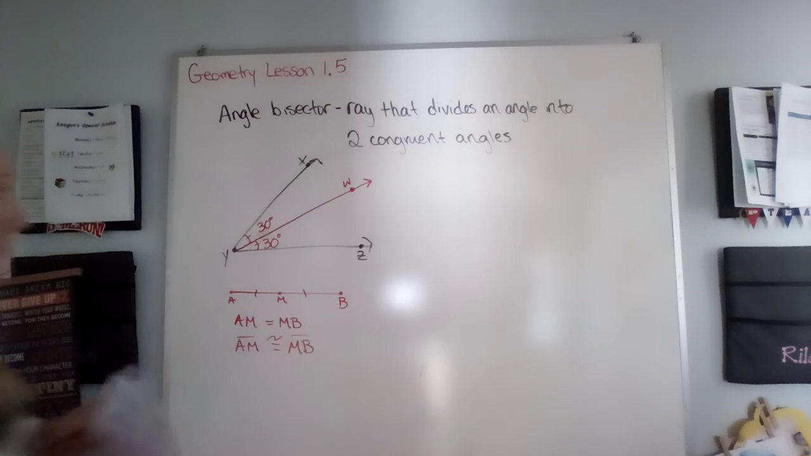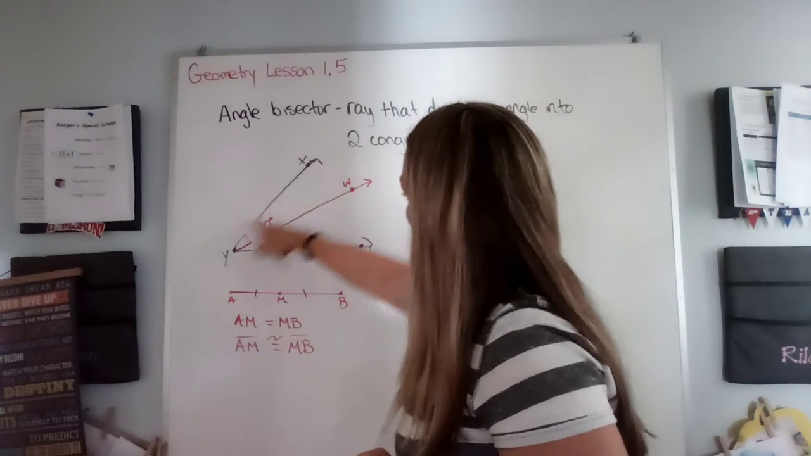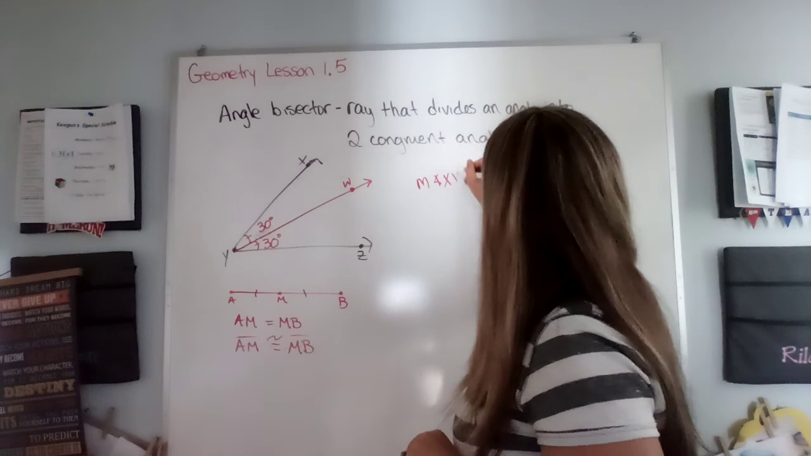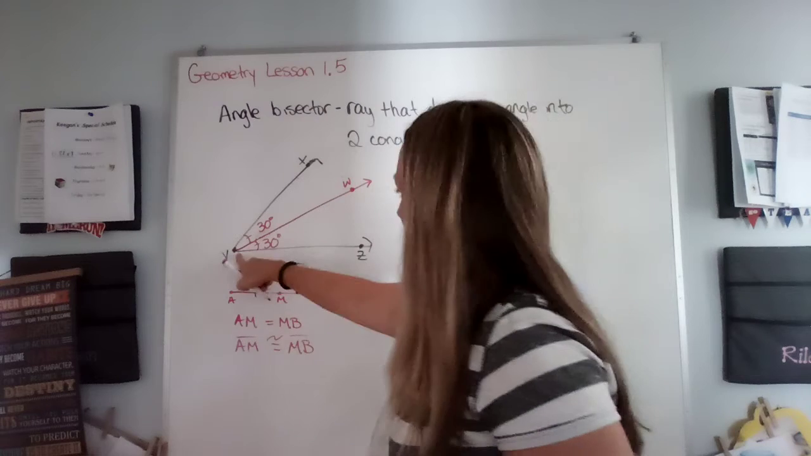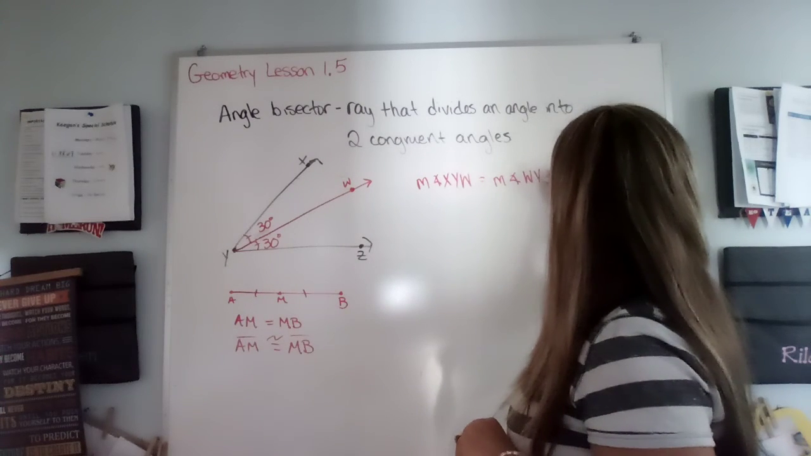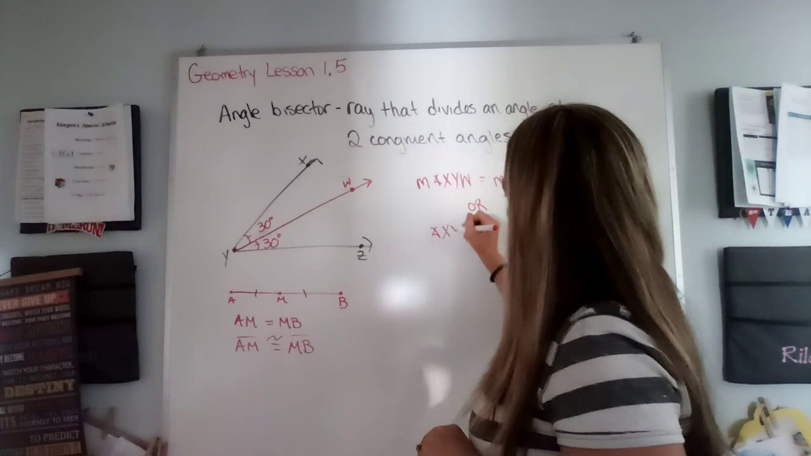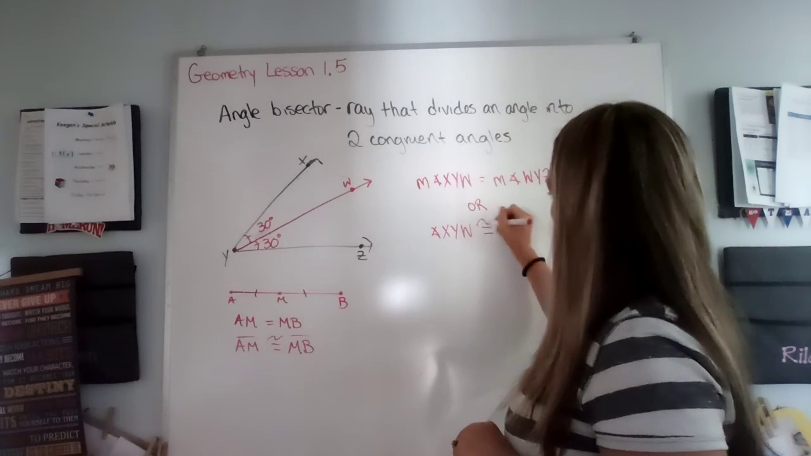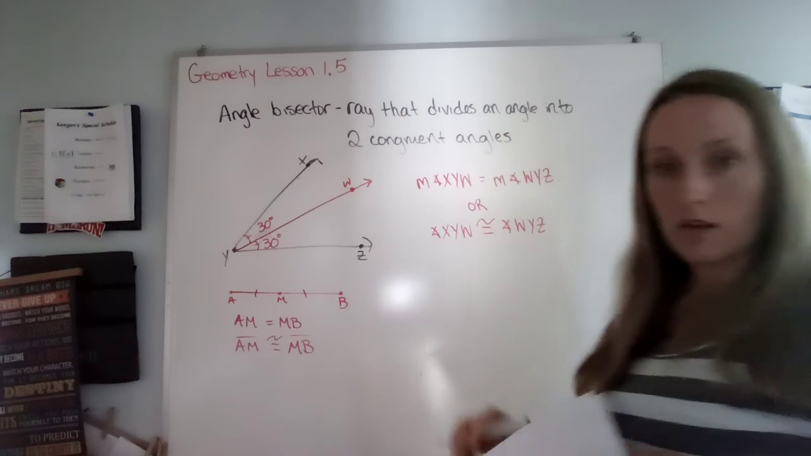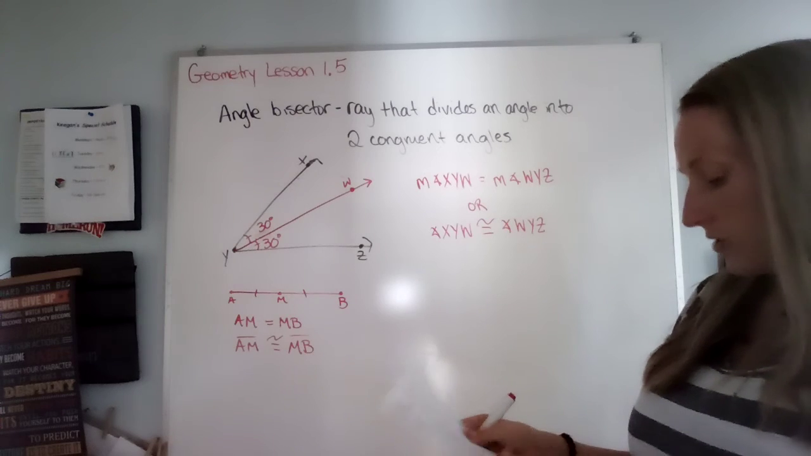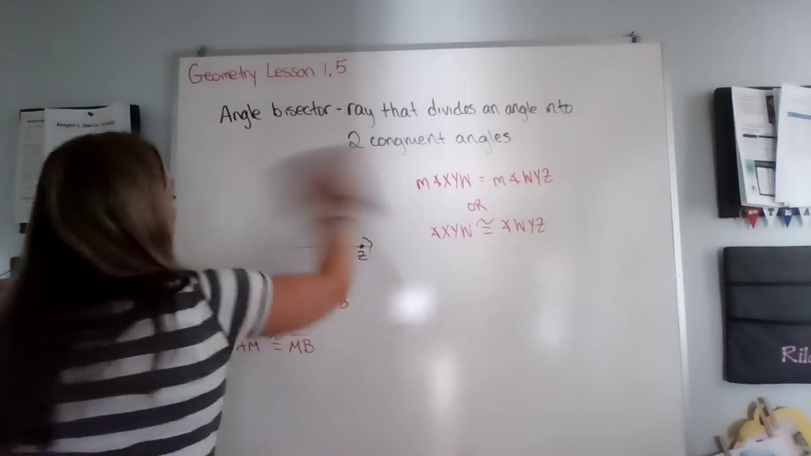Okay, and then again, notation-wise, I could say that the measurement of angle XYW is equal to the measurement of angle WYZ. Or I could say that angle XYW is congruent to angle WYZ. Okay, again, emphasizing that notation. Okay, so now let's do a problem related to an angle bisector.